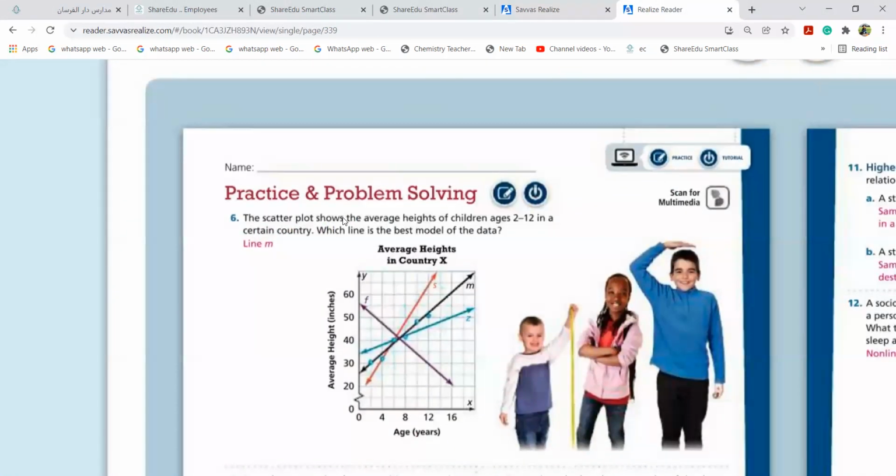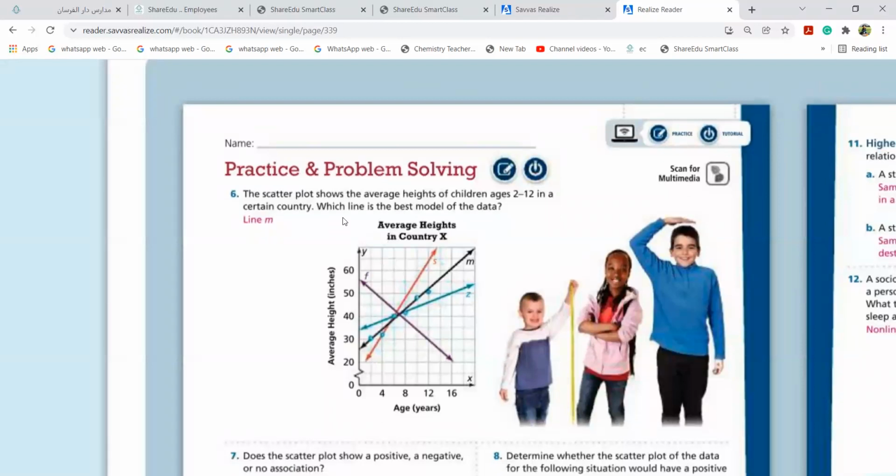Now, the scatter plot shows the average heights of children 2 to 12 in a certain country. Which line is the best model for the data? Okay, best model for the data. Which line? They said line M, because see, line M crosses more points: 1, 2, 3, and 4. So that's why the answer is line M, the best model.